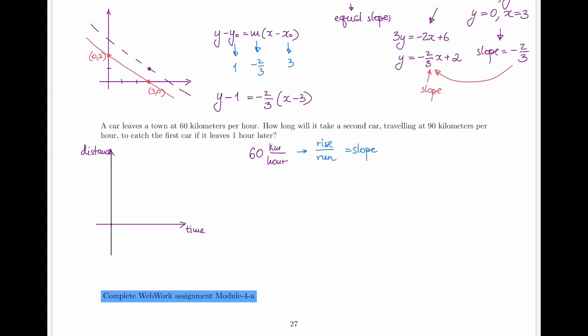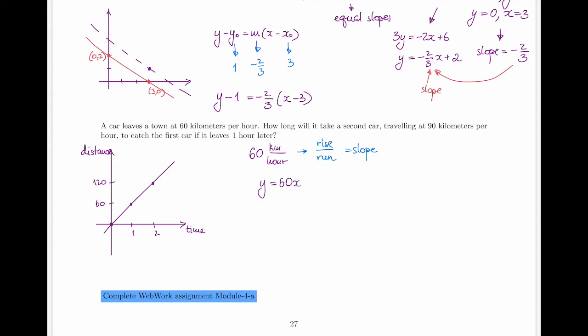Well, the first car left at time 0, and it's traveling at 60 kilometers per hour. So in 1 hour, it's going to be 60 kilometers away. In 2 hours, it's going to be 120 kilometers away, and so on. So I can draw this line, and the equation of this line is fairly easy to see. I can see that the slope is 60.